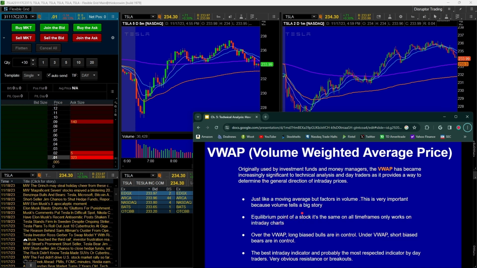The 1 minute, the 3 minute, the 5 minute, even the 15 and the 30 minutes. That's because the amount of volume traded on intraday is the same regardless of the time frame. The VWAP is the equilibrium point of a stock, so it's the same on all time frames and it only works on intraday charts. And that's why I like the VWAP, because any trader using any time frame can look at the VWAP and recognize and see what I see on the charts.